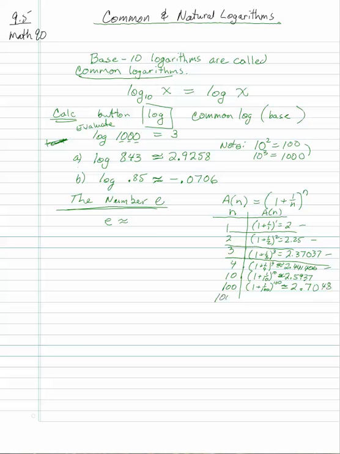Now if I did 1,000, (1 plus 1 over 1,000) to the 1,000, and this comes from the compound interest formula, by the way. 1.001 to the 1,000. That's 2.7169.